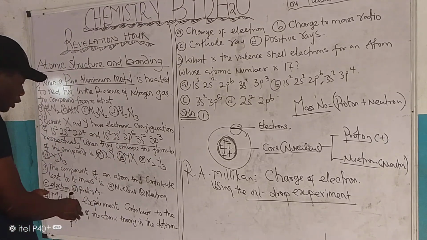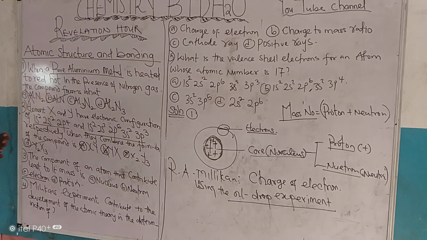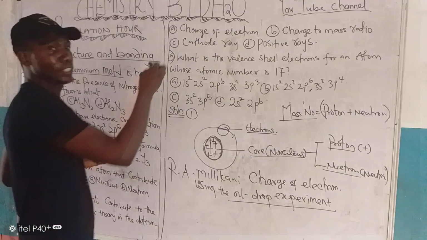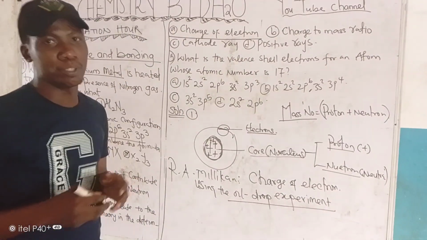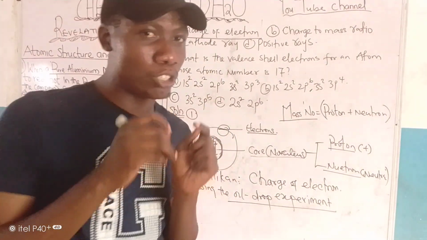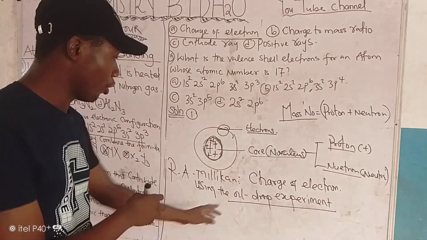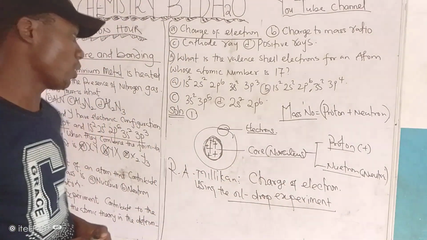So, Millikan's experiment contributes to the development of the atomic theory. The answer to this question is A. Millikan contributed to the development of the atom by measuring the charge of the electron using the oil drop experiment. That is the answer to that question.